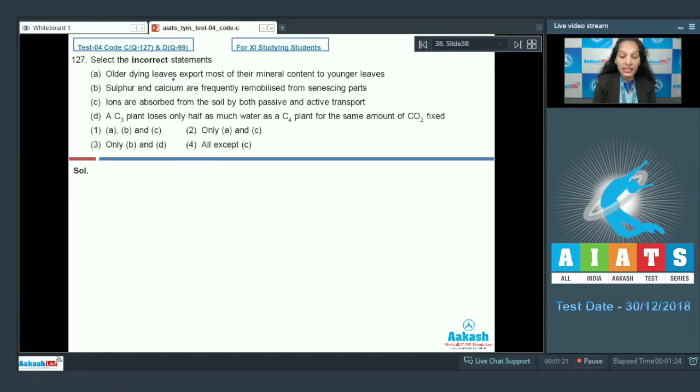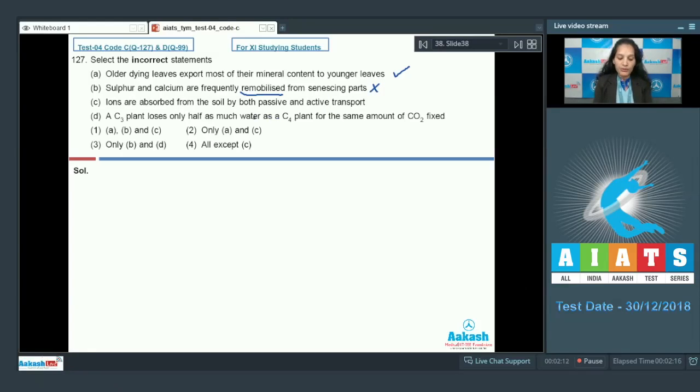A: older dying leaves, meaning the senescing leaves, export most of their mineral content to the younger leaves. Yes, because plants want to conserve their energy. The mineral nutrients present in the senescing or dying leaves are exported to the younger leaves. So this statement is correct. B. Sulfur and calcium are frequently remobilized from senescing parts. No, they cannot be remobilized from senescing parts to the other parts, as calcium is the structural component of many parts of the cells, and sulfur also cannot be remobilized from the senescing parts. So this statement is incorrect.